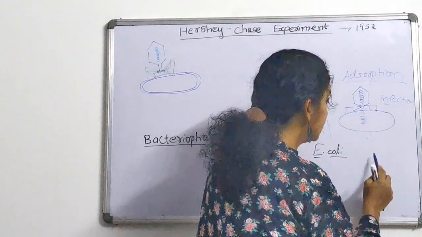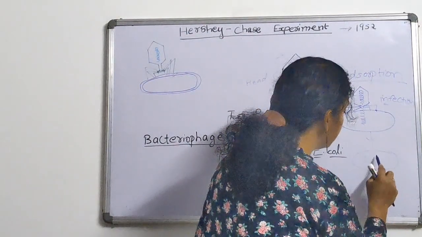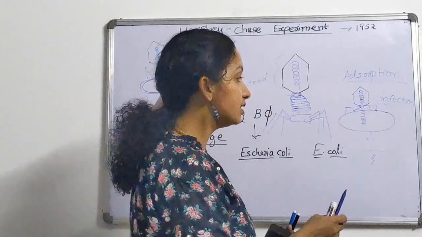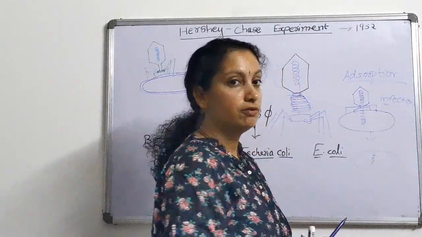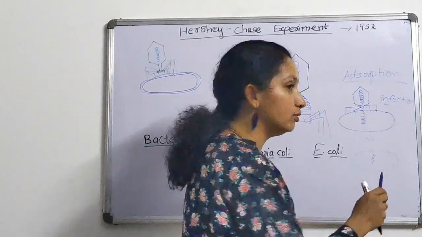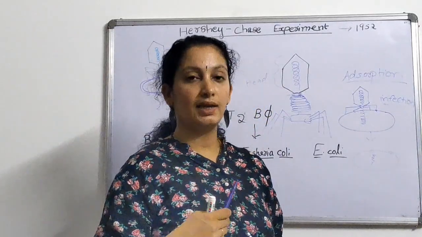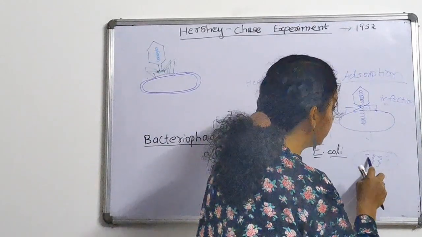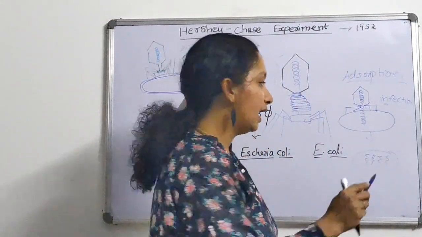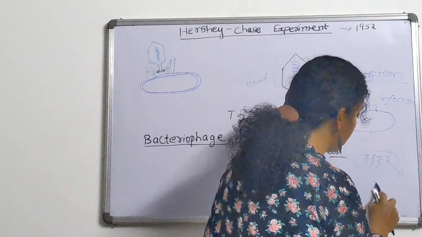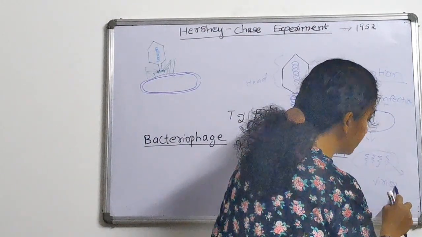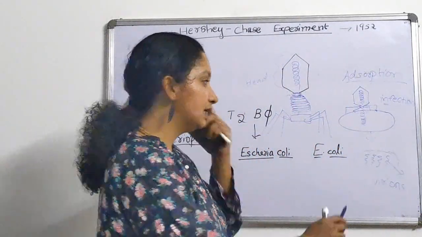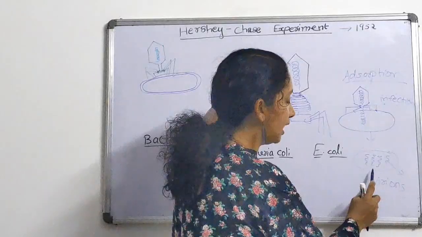So the next stage, you can see with the host bacterium, the genetic material which entered from the virus is going to multiply and make many viral particles, and these particles are called virions. What is the name? Virions. Okay, so here the replication of the virus happens.